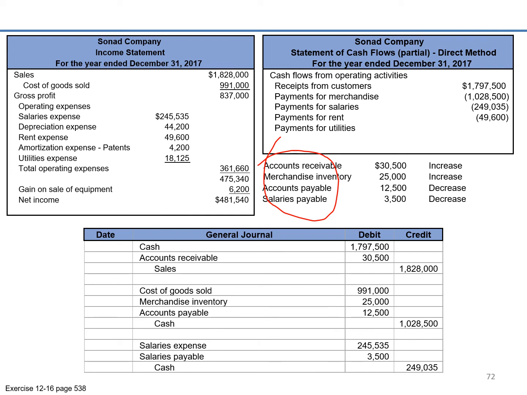Then we have payment for utilities. We have no utility payable, right? So we assume that all $18,125 is cash. So we have net cash provided by operating activities of $452,240.